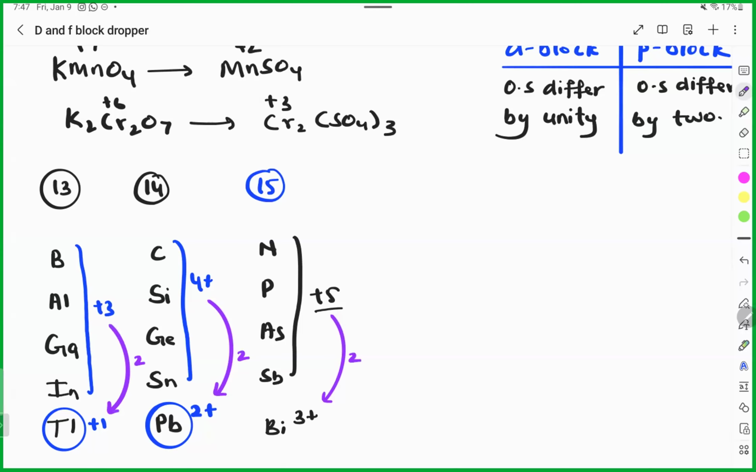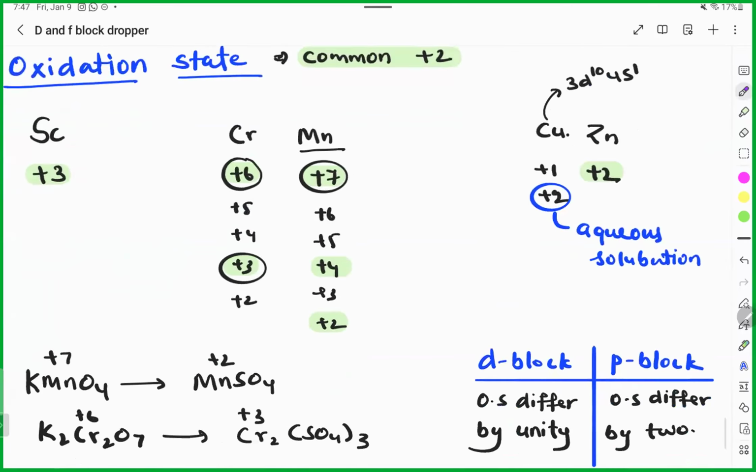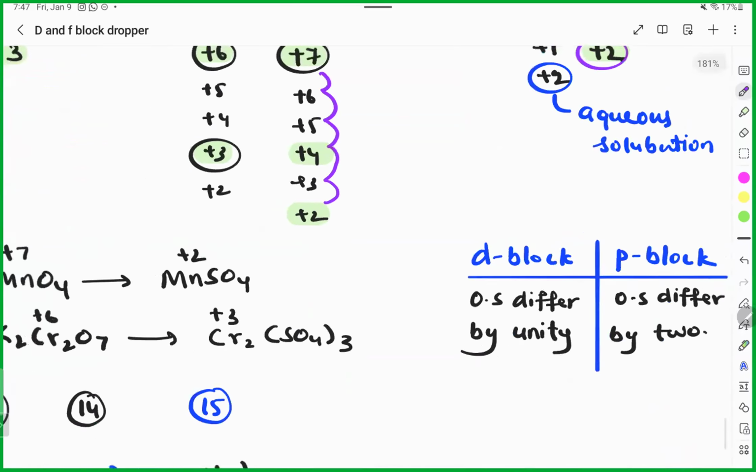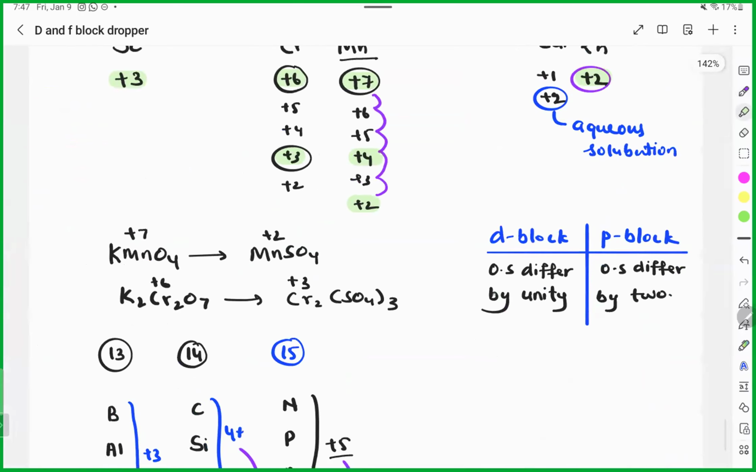Understood? But in the d block, if you see the difference in the oxidation states, mostly there is a difference of 1. They can show all the oxidation states. Even in copper, +1, +2, zinc, +2. So there is usually a difference of only 1. That's why I wrote here: d block oxidation states differ by unity, and in the p block they differ by 2.